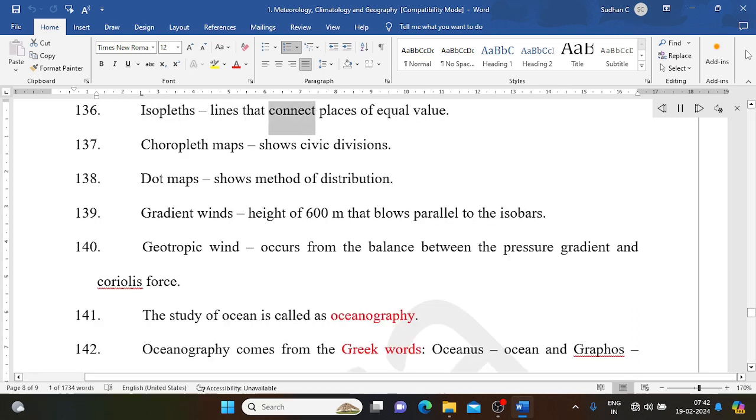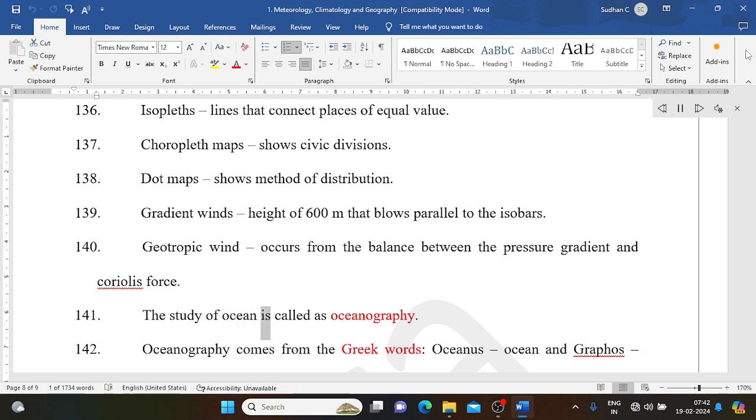Isopleths are lines that connect places of equal value. Choropleth maps show civic divisions. Dot maps show the method of distribution. Gradient winds, at a height of 600 m, blow parallel to the isobars. Geostrophic wind occurs from the balance between the pressure gradient and Coriolis force.